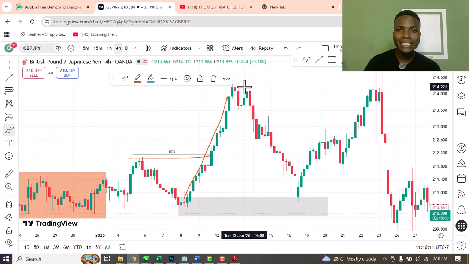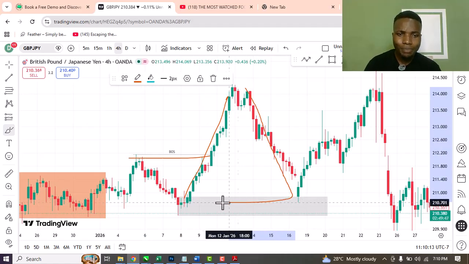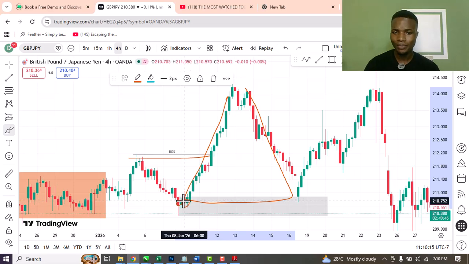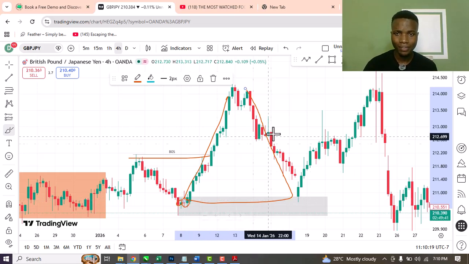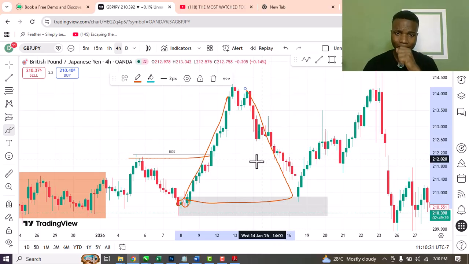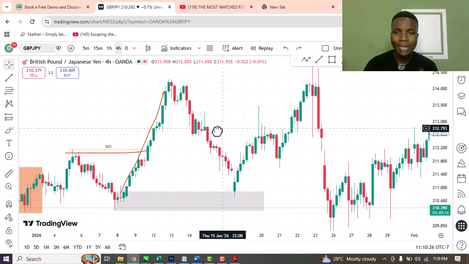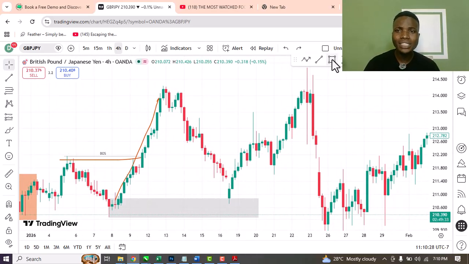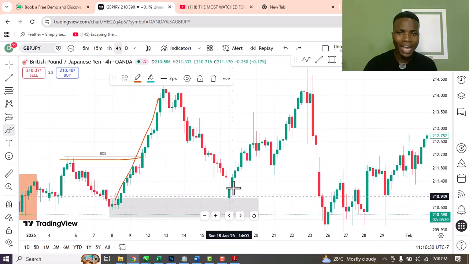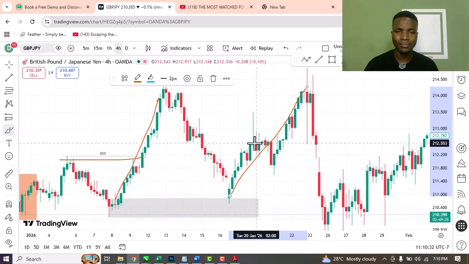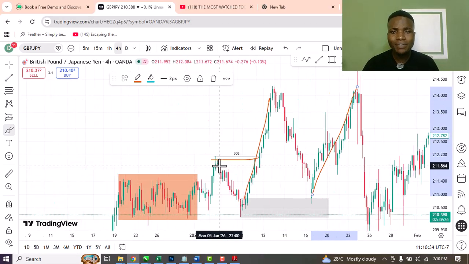Then price came all the way down, and we're expecting this demand zone. It is as simple as this. After price respected this zone, you can see what price did. Price simply moved aggressively to the upside.